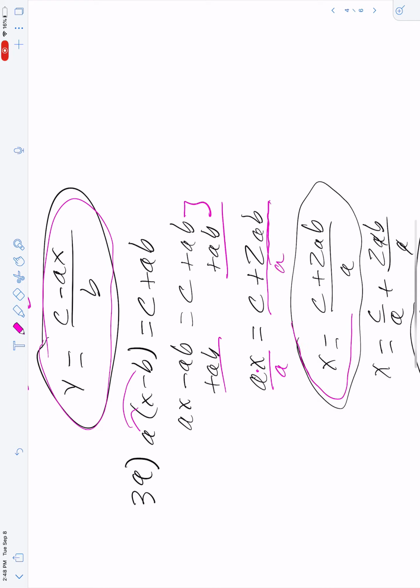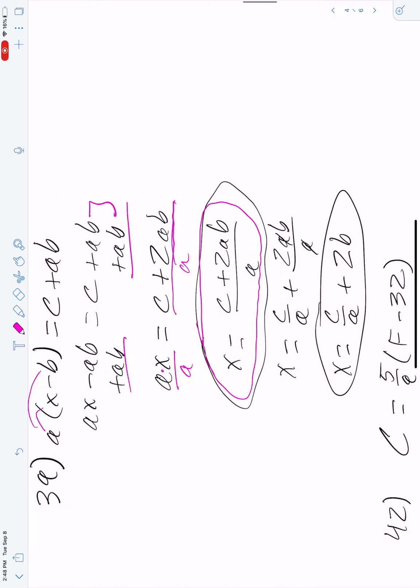Now, like we saw in that perimeter problem in the notes, you can leave it at this step. But what some people consider is that they could separate this into c over a and 2ab over a, and then cancel these a values out and give a separate different answer. Again, I have no preference. The book kind of goes back and forth. It's up to you.